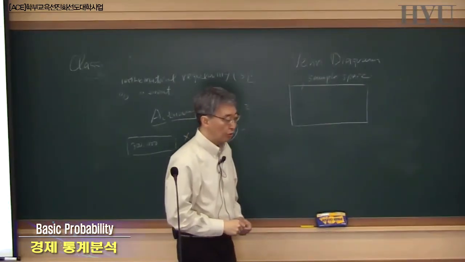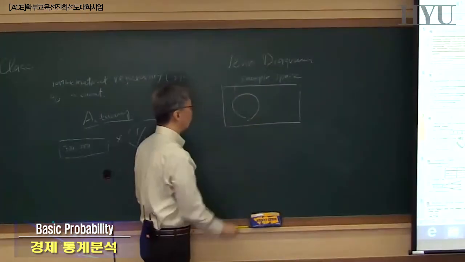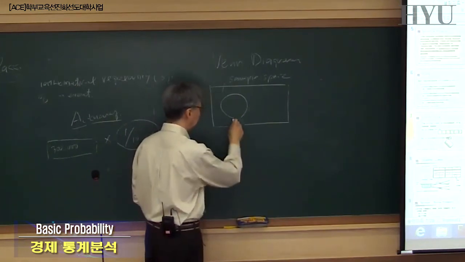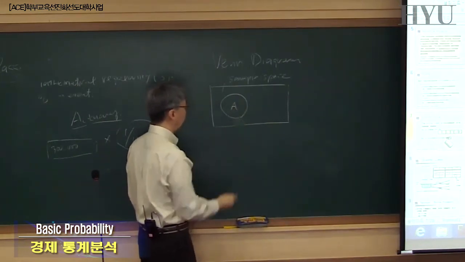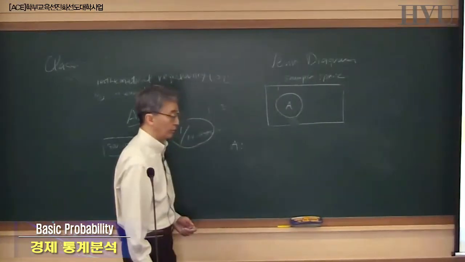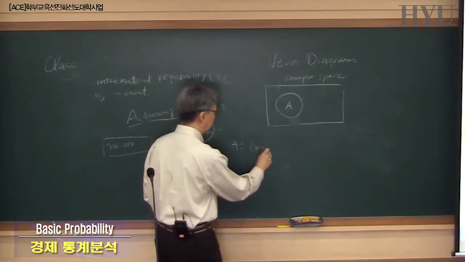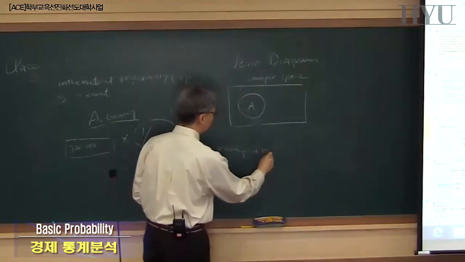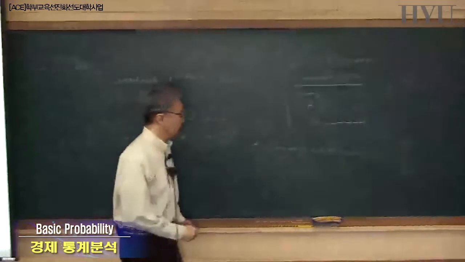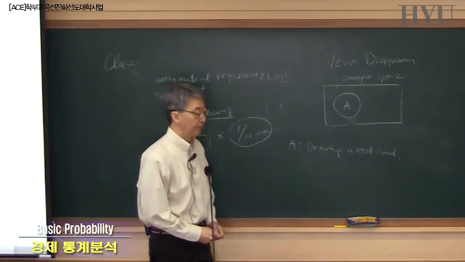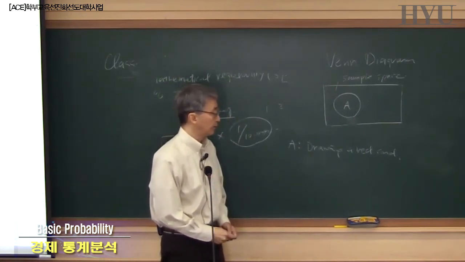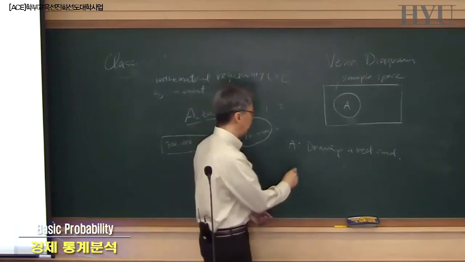And then we usually draw a circle to represent an event. Let's say A. Here's an event A. And A can be defined many different ways. Drawing a red card, that's a simple event. And you can also calculate the probability easily in this case, right? What's the probability of A?